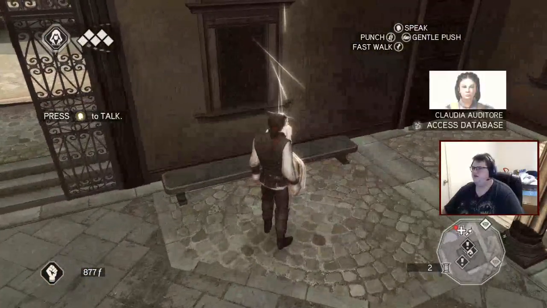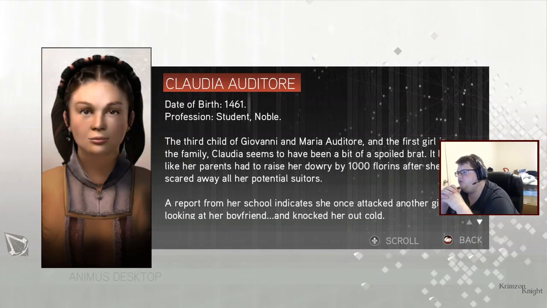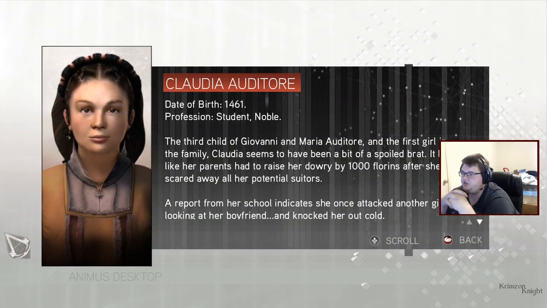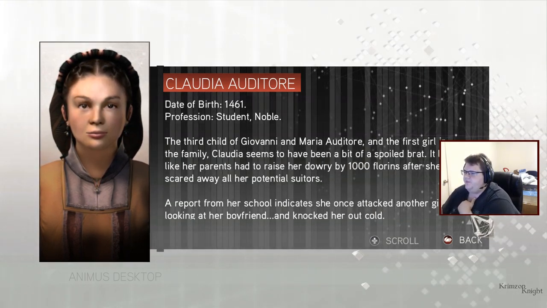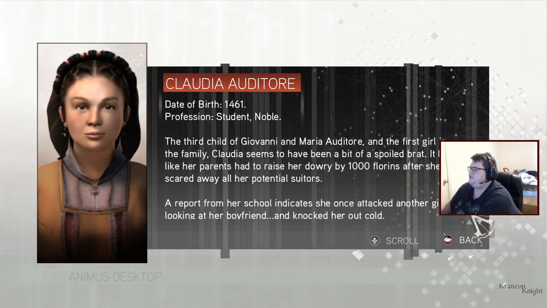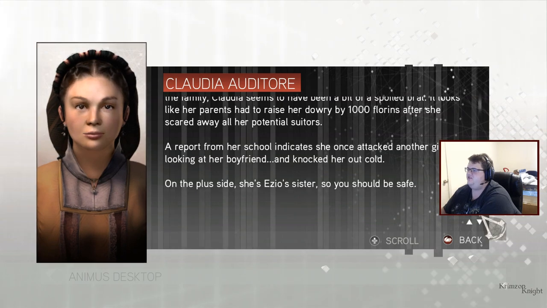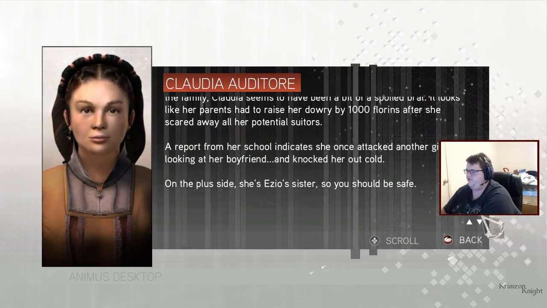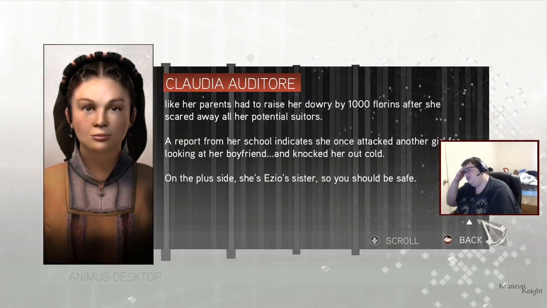Let's go meet the rest of the family first. Claudia. That's right. My favorite of the Auditores. Date of birth, 1461, which means she's 2 years older than Petruccio, but younger than Ezio, because Ezio's like 16-ish, and she'd be 15. Yes. Professional, student, noble. Third child of Giovanni and Maria Auditore, and the first girl in the family, Claudia seems to have been a bit of a spoiled brat. It looks like her parents had to raise her dowry by 1,000 florins after she scared away all of her potential suitors. RIP. A report from her school indicates she once attacked another girl for looking at her boyfriend and knocked her out cold. I mean, get him, Claudia. On the plus side, she's Ezio's sister, so you should be safe.